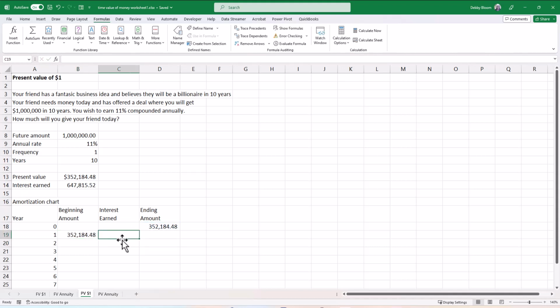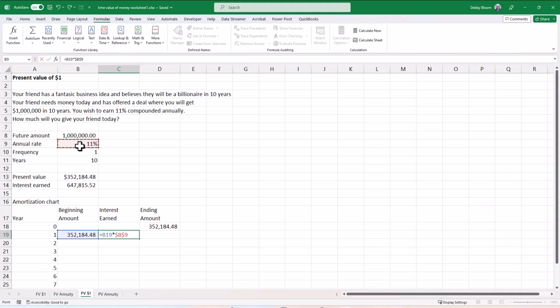So I'm going to use my principal times rate times time. So I'm going to click in C19 equals, click on B19, the beginning amount, multiply it by B9, the annual rate, and that must be $B$9, so hit your F4 key or type the dollar signs, or on a Mac use Command T, but that absolutely must read $B$9.